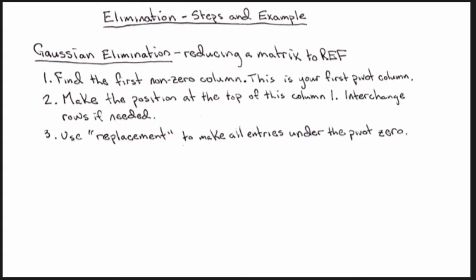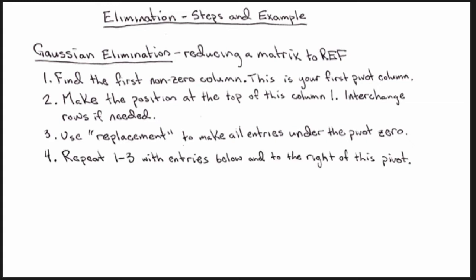And then step 3, use replacement to make all the entries under this pivot 0. Right, so we have our leading entry at the very top of the column, and then we'll use replacement to make everything underneath them 0. And then we just repeat 1 through 3 with entries below and to the right of this pivot.